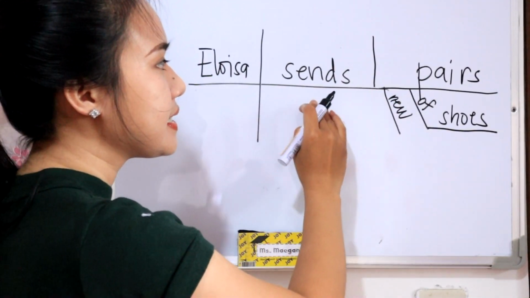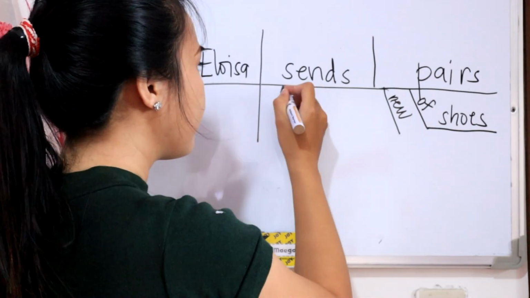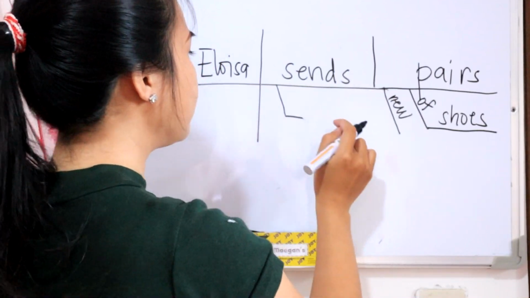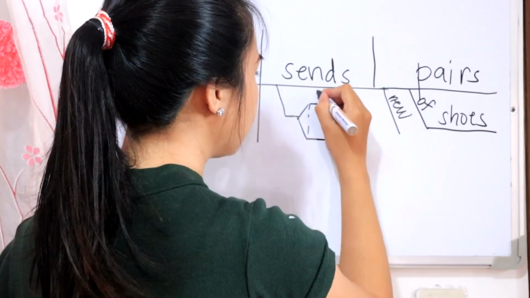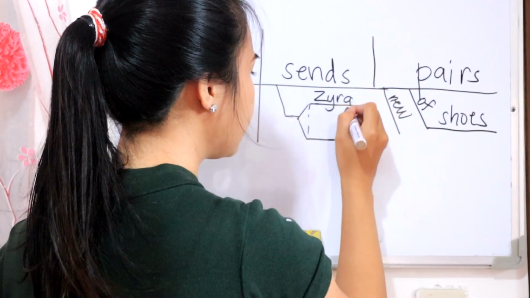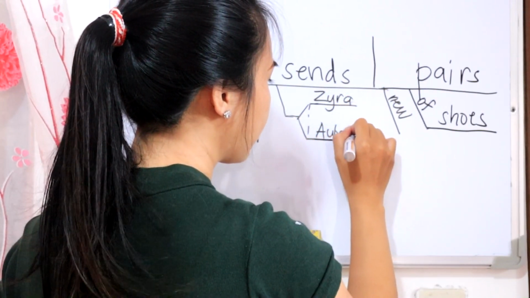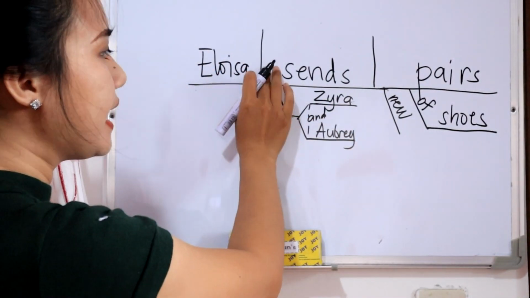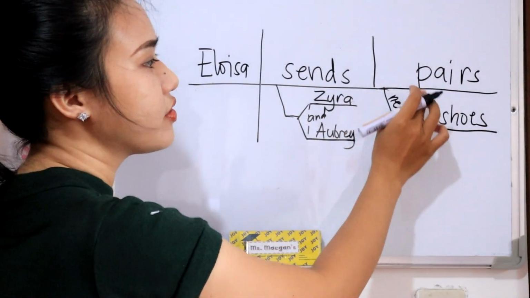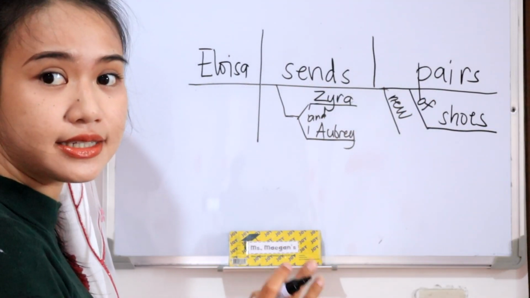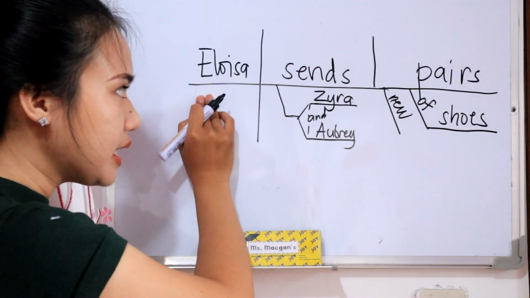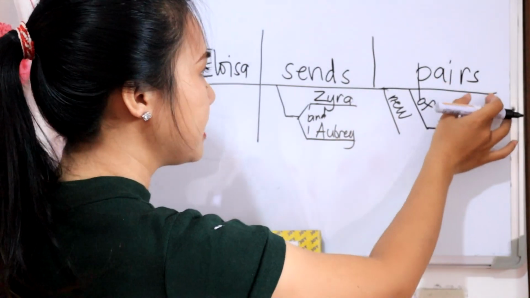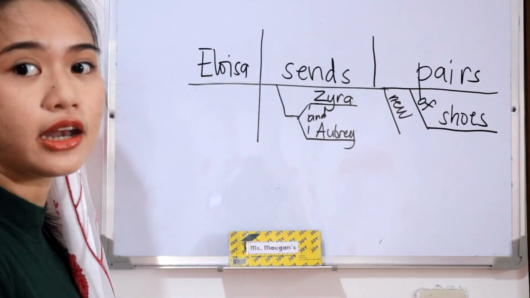Eloisa sends Zyra and Aubrey. So we're gonna write the indirect object below. So since there are two, we're gonna have two branches. Zyra, the recipients, and Aubrey, with the conjunction and. Let's try. Eloisa sends Zyra and Aubrey new pairs of shoes. The pattern is S-TV-IO-DO. We have the subject, the transitive verb. Eloisa sends what? The pairs. So this is a direct object, and then to whom? It's to Zyra and Aubrey.